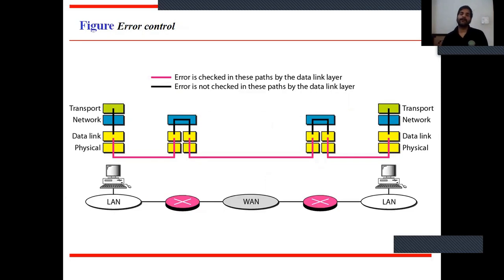Error control and flow control are also handled in the transport layer. So error control and flow control are handled across the entire network rather than a single link. Consider the transport layer, network layer, data link layer, and physical layer. Along the red line, error is checked in these parts by the data link layer, node to node, and error is not checked in these parts by the data link layer because this is the transport and network layer. The transport layer covers the entire network, so errors are also checked and detected by the transport layer.